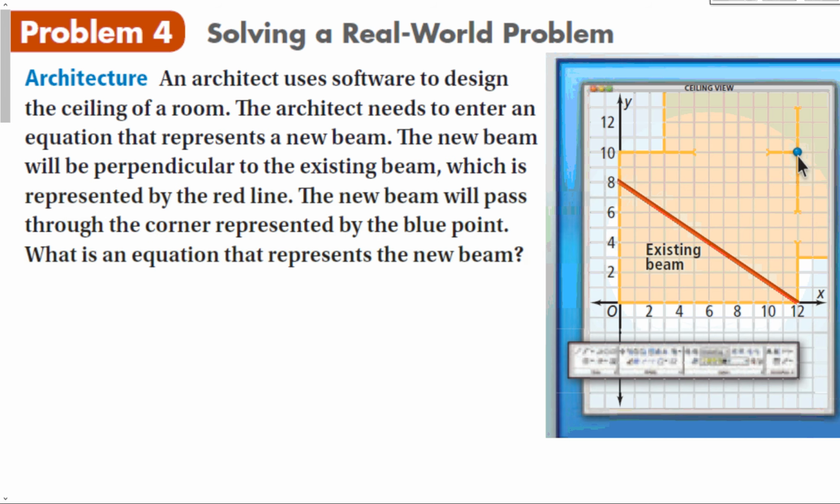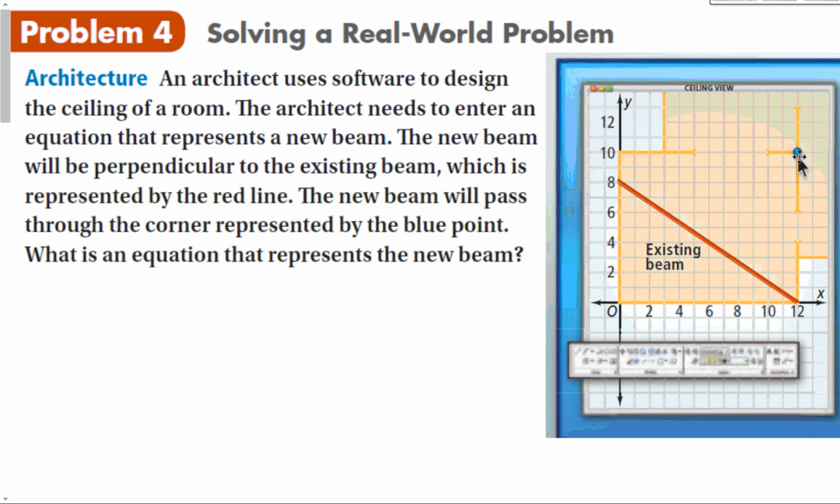So we can use these to solve a real-world problem. An architect uses software to design the ceiling of a room. The architect needs to enter an equation that represents a new beam. The new beam will be perpendicular to the existing beam, which is represented by the red line right there. The new beam will pass through a corner represented by the blue point. What is the new equation that represents the new beam?